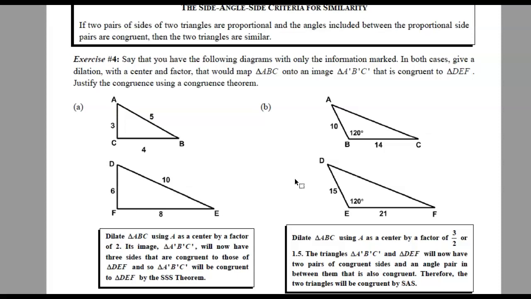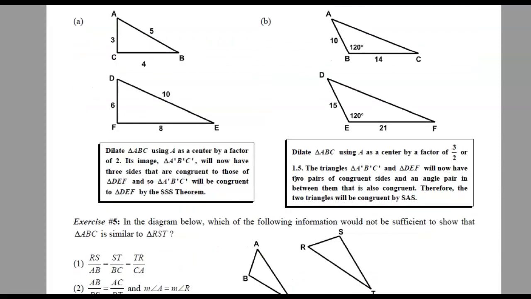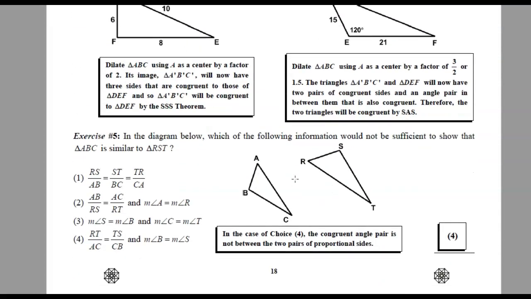So 15 divided by 10 gives you 1.5 and 21 divided by 14 gives you 1.5. But had this been reflected, you might have been tricked into thinking 21 matches with 10 and 15 matches with 14, and you would say the scale factors don't match. So just be careful that you get the corresponding sides when you're checking for scale factor. So we have SSS and SAS to go along with AA. Exercise 5 to finish up here.